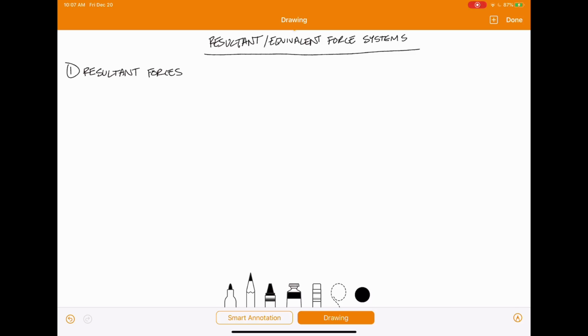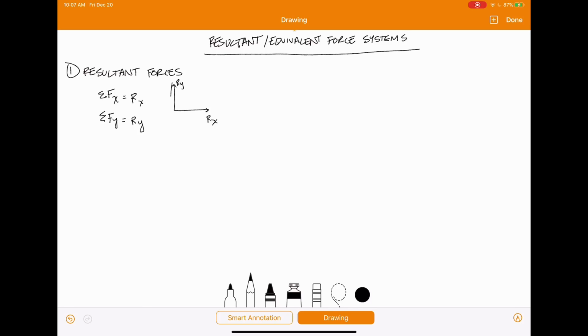All right, so pretty much all this means is that you're going to sum up all your forces in the x direction, and that will be your resultant force in the x direction. Then you're going to sum up all your forces in the y direction. That will be your resultant force in the y direction. Once you have those two, you can actually make a triangle. So you'd have a resultant in the x and a resultant in the y.